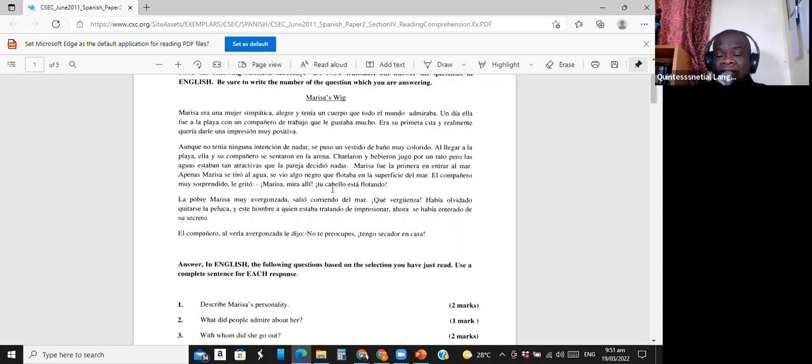She went on a date and she had on a wig on her head. She went in the beach in the water. When she came back out, the wig stayed in the water floating, but she came out of the water, right? So that tells us, right? Su cabello está flotando. Her hair is floating.